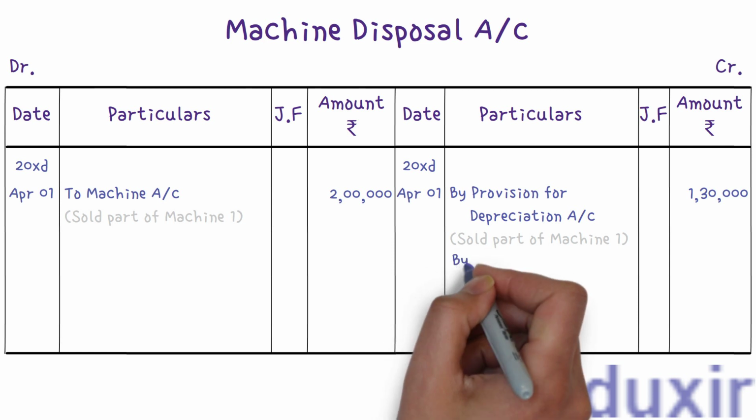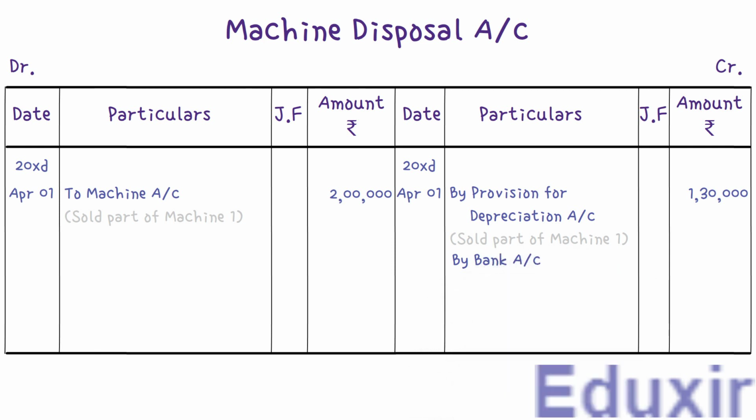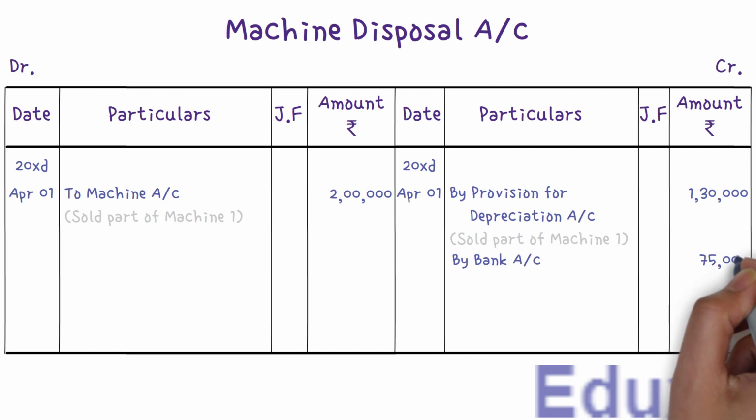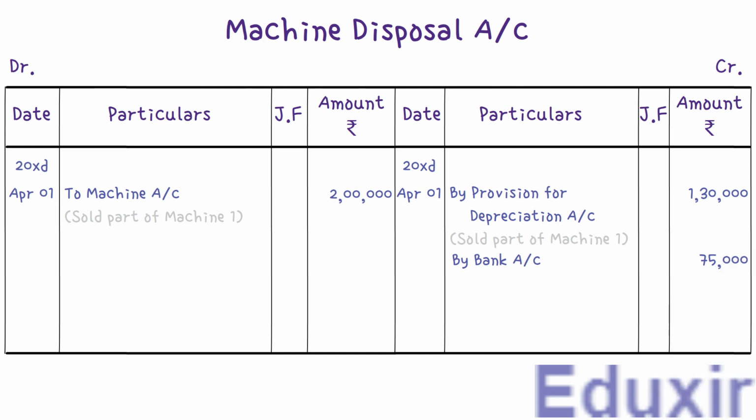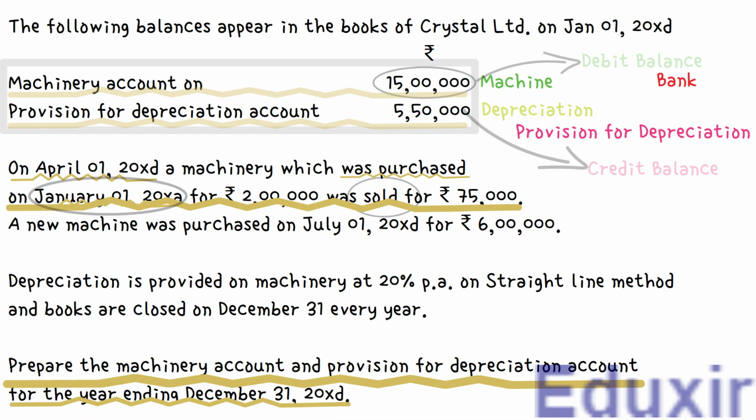Let's then write "By bank account" into the particulars column. Let's then write the credit amount of 75,000 rupees in the amount column on the credit side. With that, we have completed the posting of this transaction into the machine disposal account. In fact, we have completed the posting of everything related to the machine disposal. Let us now consider the next transaction in this problem.